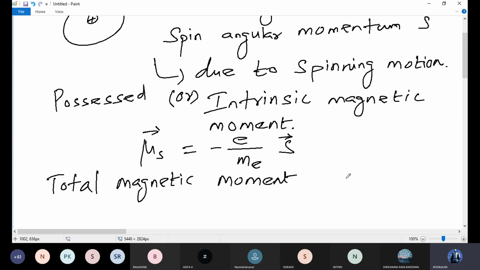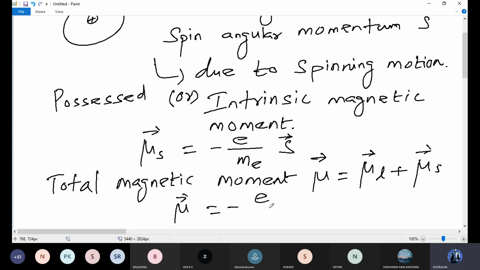So the mu vector is equal to mu L plus mu S, the sum of mu L and mu S. So you will get mu vector equal to minus e divided by 2me, into L vector plus 2S vector.